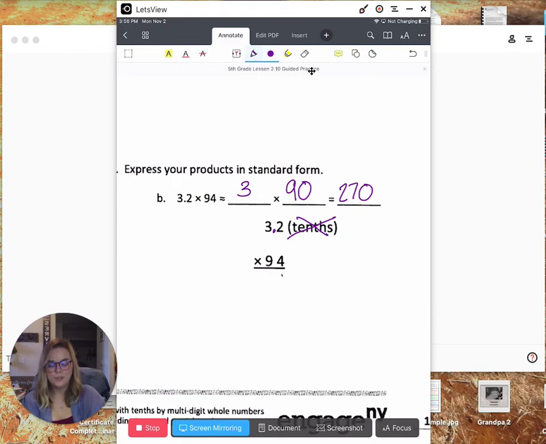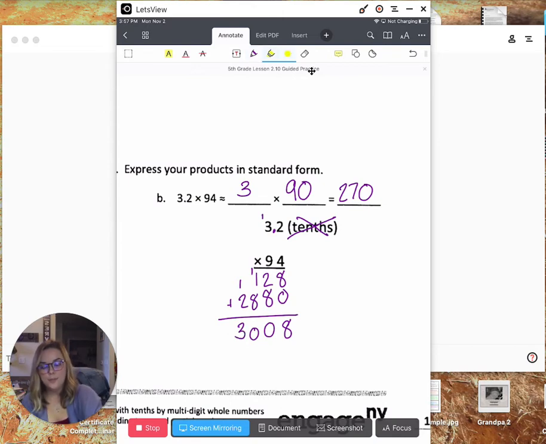And then we can multiply using the standard algorithm. 4 times 2 gives us 8. 3 times 4 gives us 12. We add in our placeholder. 9 times 2 gives us 18. 9 times 3 gives us 27, plus 1 more gives us 28. And we add. 8 plus 0 is 8. 2 plus 8 is 10. 1 plus 1 plus 8 is 10. 1 plus 2 is 3.